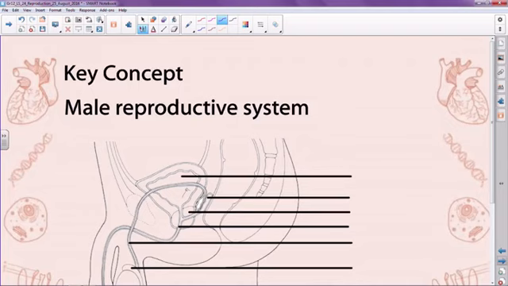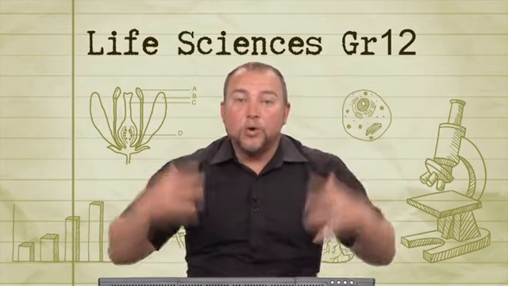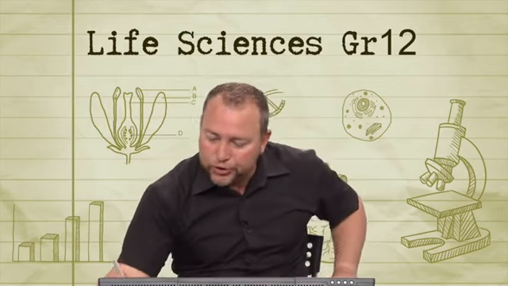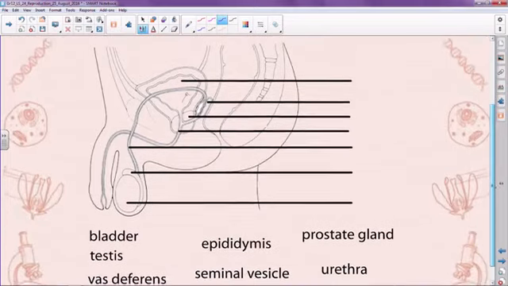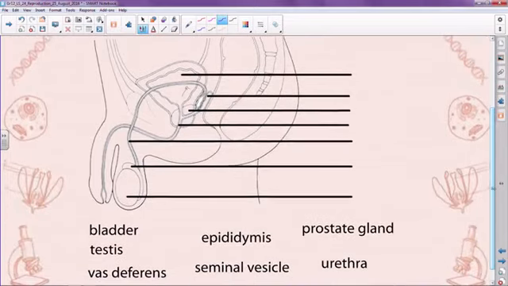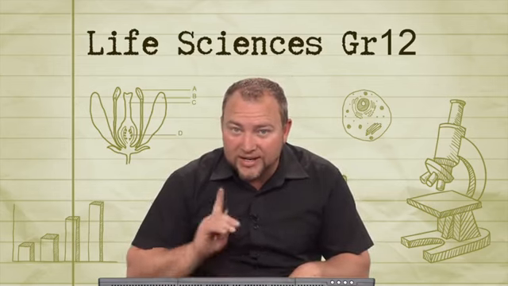Okay, now let's have a look. We did the male and female reproductive organs, so let's see how good you are. Here I've got the male reproductive organs, and there I've got its labels. I want you to put the right labels at the right place. Let me see if you can get that right. I'm going to give you 3 minutes to do it. Everything you've got, concentrate, make sure you get it right. Are you ready? Off you go.